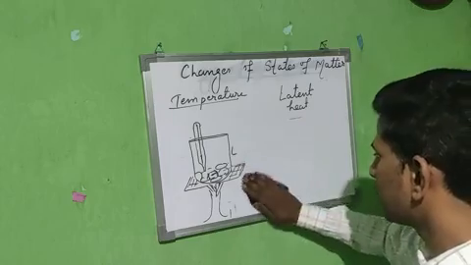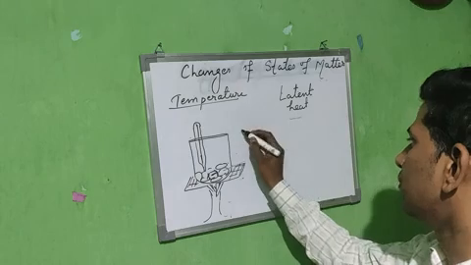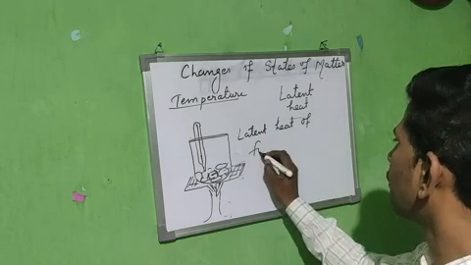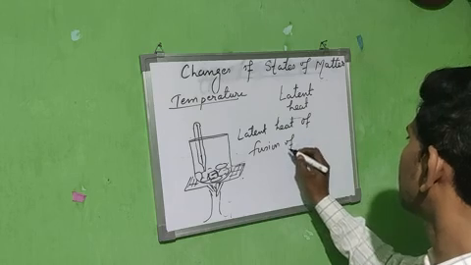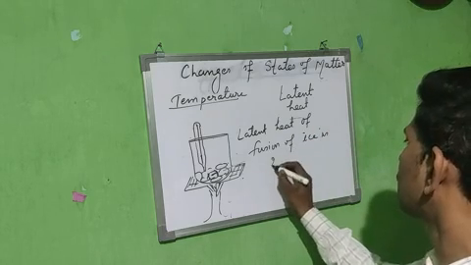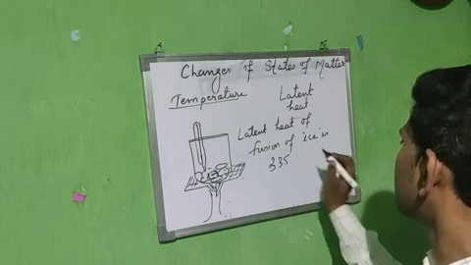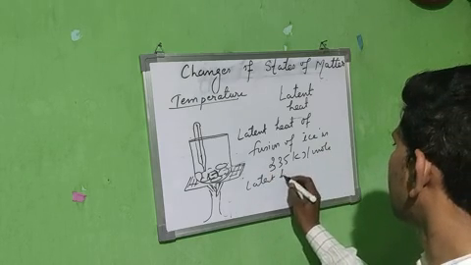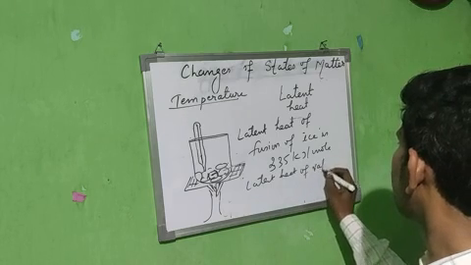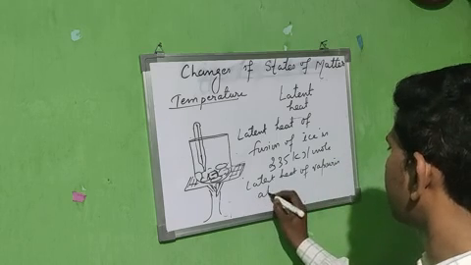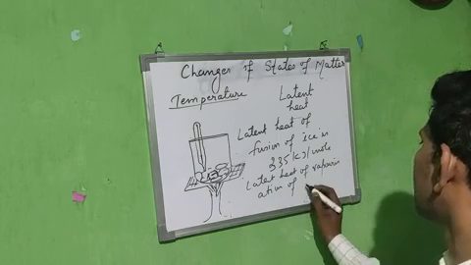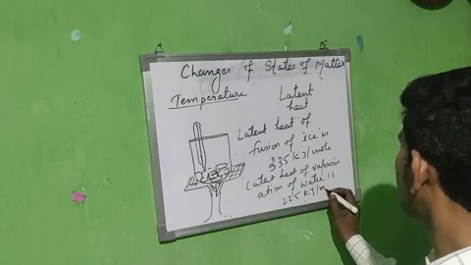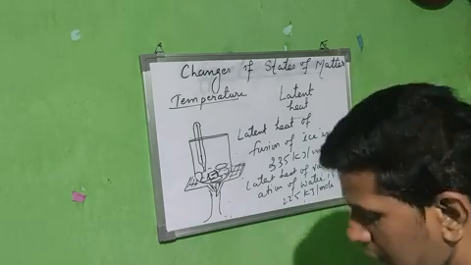One more thing that you have to keep in your mind: latent heat of fusion of ice is 335 kilojoule per mole, and latent heat of vaporization of water is 225 kilojoule per mole. Is that okay, children?